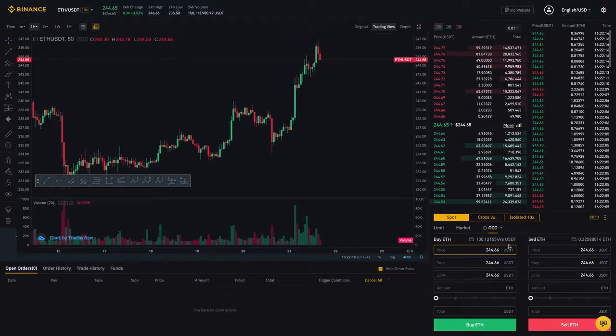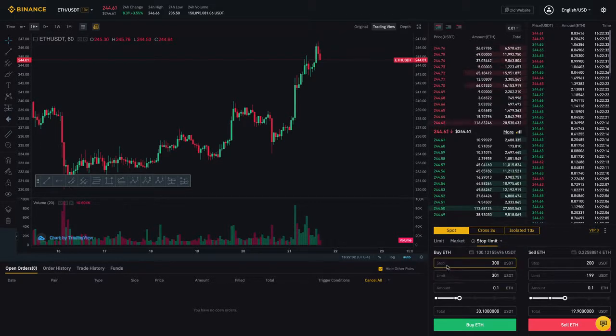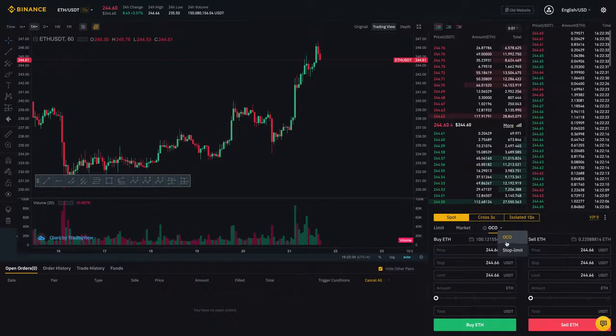The other thing is OCO, or order cancels order. This is very similar to stop limit, but they have an extra function here. If you look over here, the stop limit and amount are the exact same thing for OCO, but the only thing they add is what they have at the top. OCO means order cancels order, so if one order happens, it'll cancel the other. For example, I want to buy Ethereum at $200.